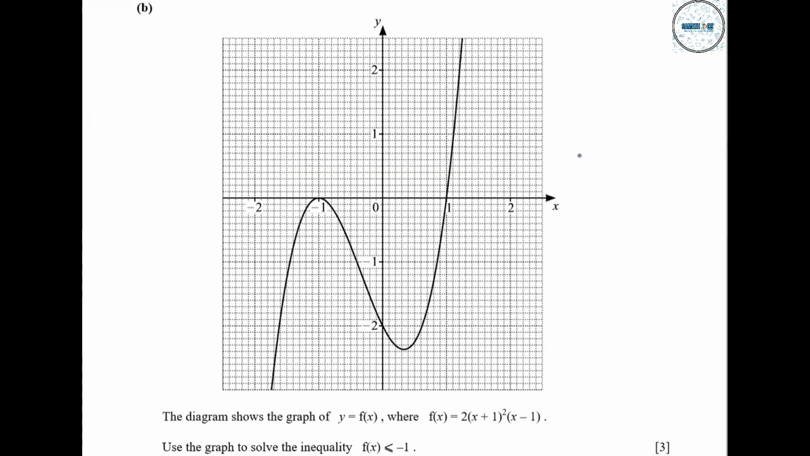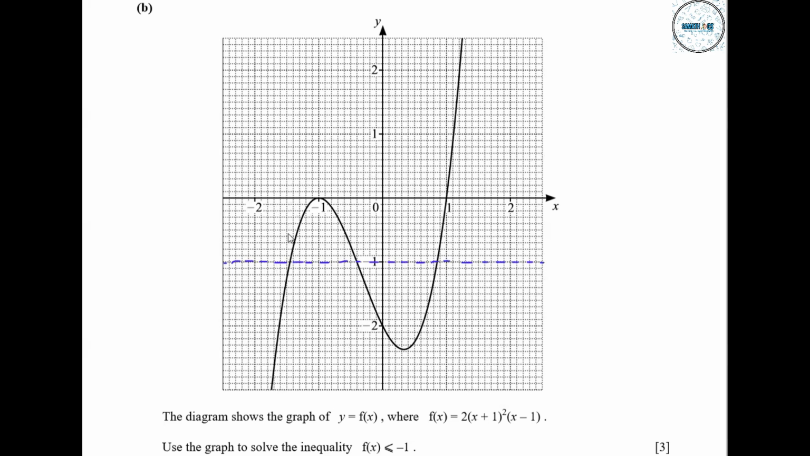Now we are solving part B, which says the diagram shows the graph of y is equal to f of x. This is the graph of y is equal to f of x, which is a cubic graph. And the equation for the graph is 2 into (x plus 1) whole square into (x minus 1). And we have to use the graph to solve the inequality f of x is less than or equal to minus 1. So we have to draw a line where f of x is minus 1. So f of x is minus 1 at this point. So we will draw a line on this so that we can easily find out the values of x.